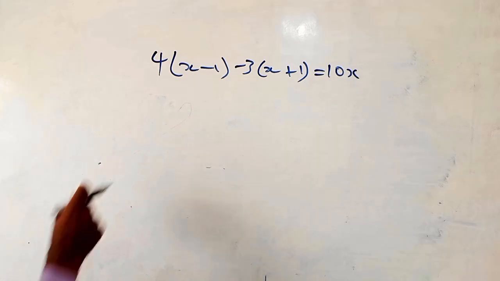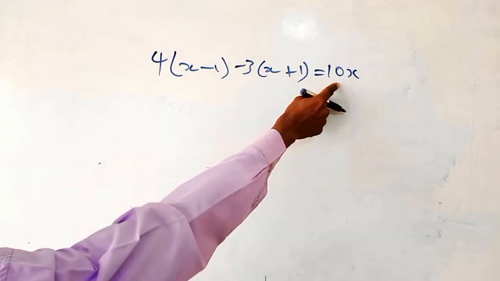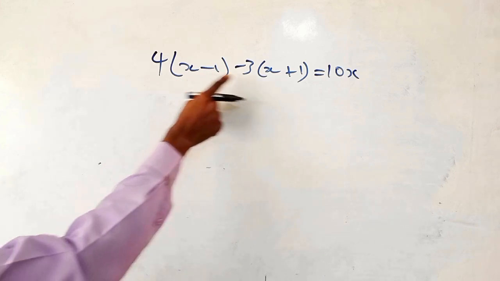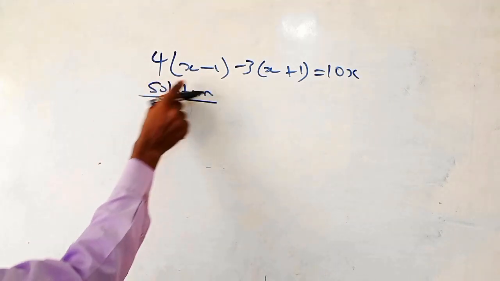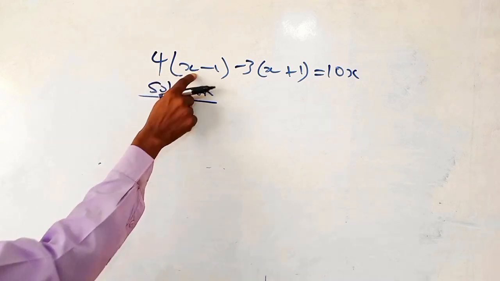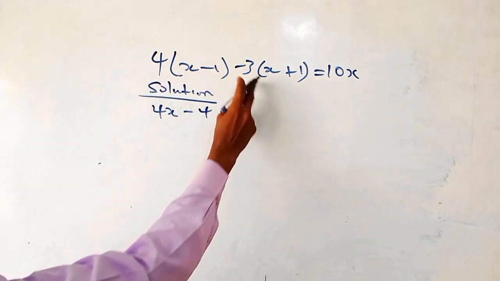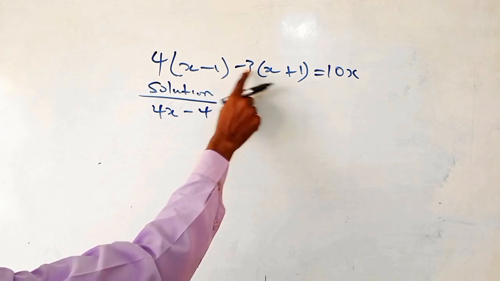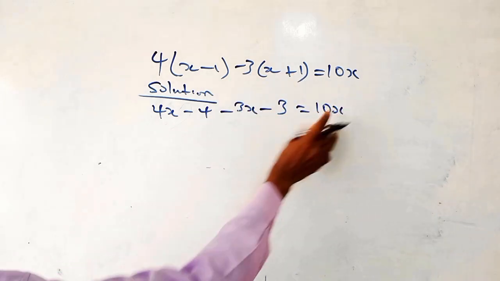Solve the equation. We have 4 into x minus 1 minus 3 into x plus 1 equals 10x. What's the value of x? Solution. When we open up, 4 times x is 4x, minus 4 times 1 is 4, minus 3 times x is 3x, minus times plus is minus, 3 times 1 is 3, equals 10x.